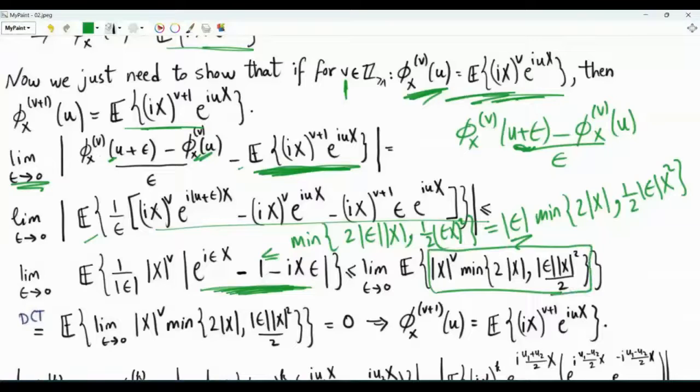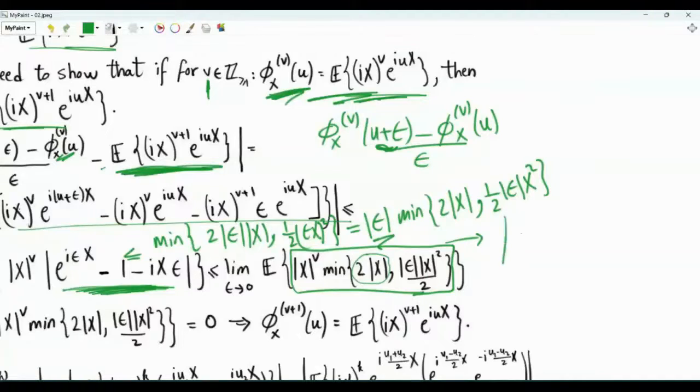Now, this quantity in magnitude is upper bounded by the magnitude of x to the power v, and then from the minimum, we can just upper bound using this term here. We have that the magnitude of this quantity, we don't really need to use magnitude because what we have inside the expectation is real valued and non-negative, but let's just keep it.